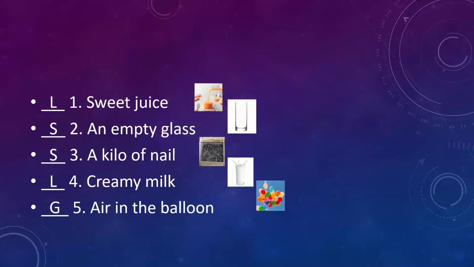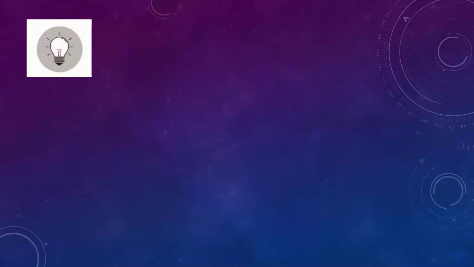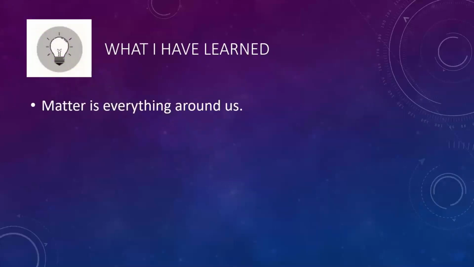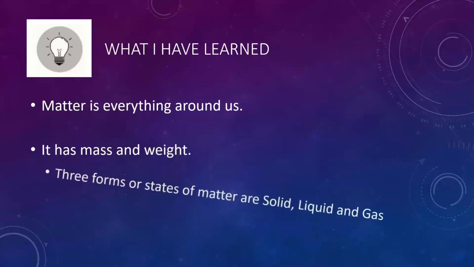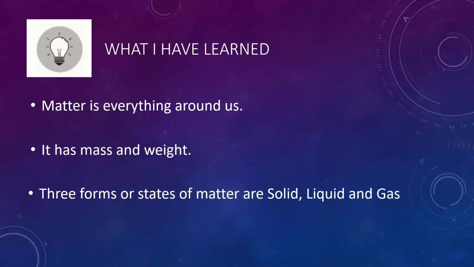Now, what have we learned? First, matter is everything around us. Second, it has mass and weight. Third, three forms or states of matter are solid, liquid, and gas.